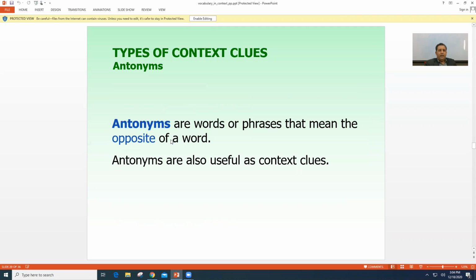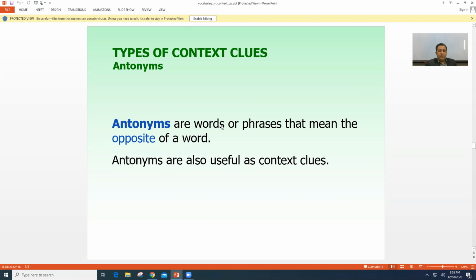Okay, let's move to the third type of context clues. And that third type of context clue is antonyms. Now, what are antonyms? Antonyms are words or phrases that mean the opposite of a word. Now, antonyms are also useful as context clues. So antonyms are the opposite of synonyms, and synonyms are the words which have the same or almost the same meaning.